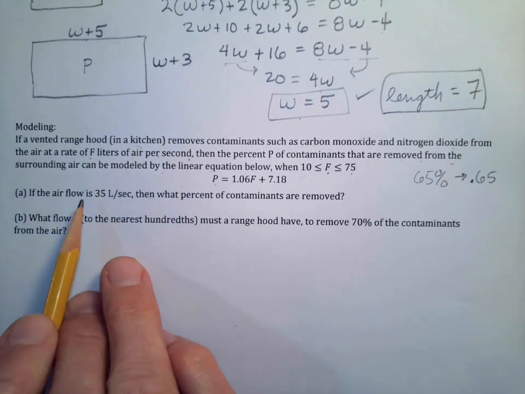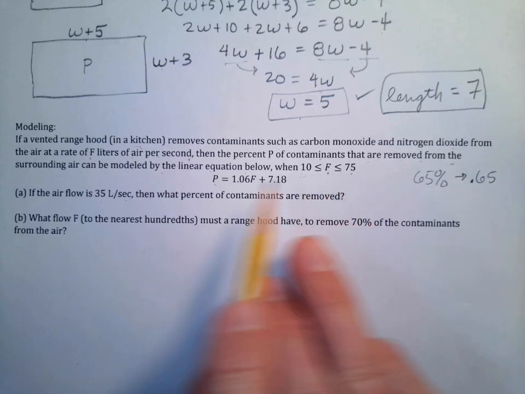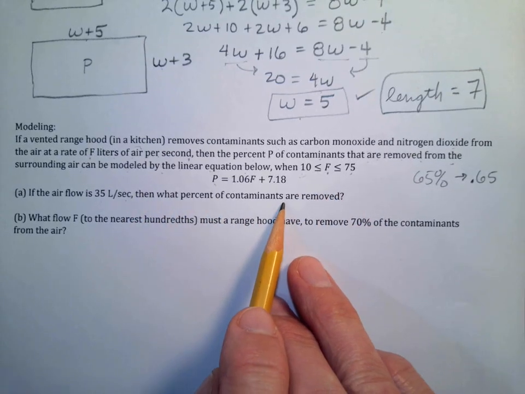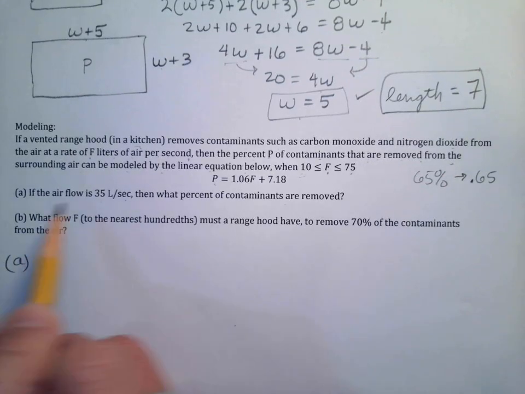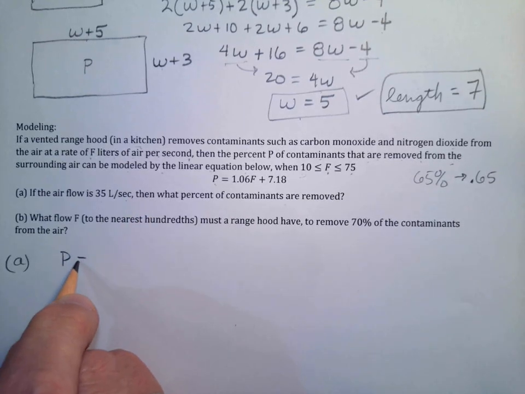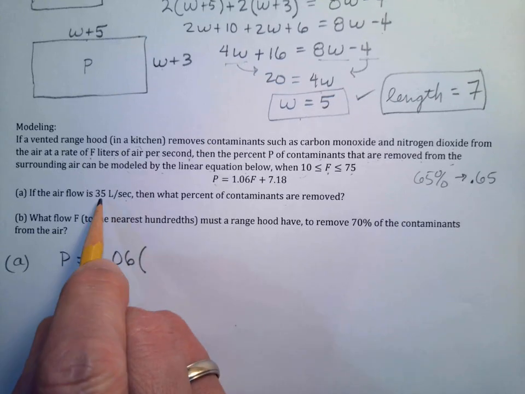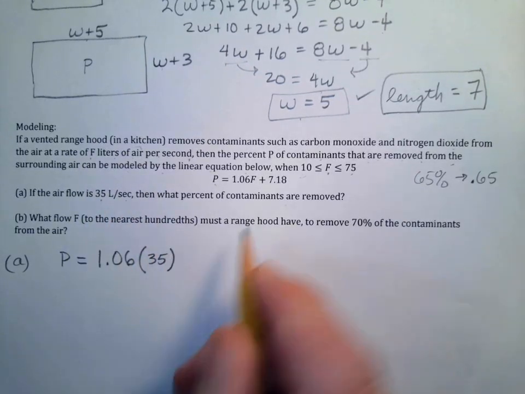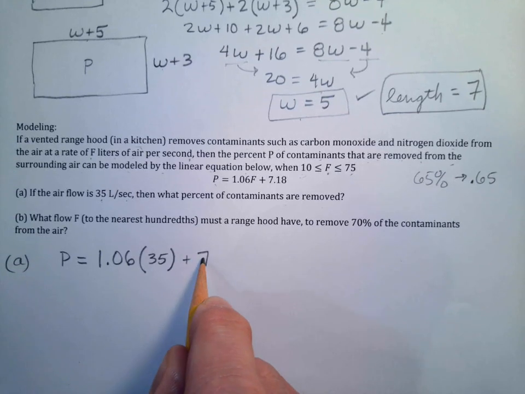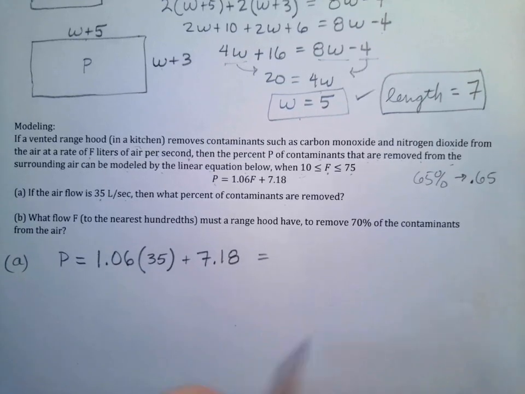All right, so first thing, if the airflow is 35 liters per second, and that's in the range, so that's good, then what percent of contaminants are removed? So we're simply going to, let's do it down here, there's not really enough room in there. We're simply going to use this formula, the percent removed, 1.06 times our F, and our F, they gave it to us, the airflow, 35, right, liters per second, and then plus 7.18.